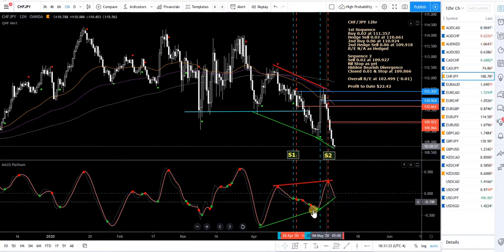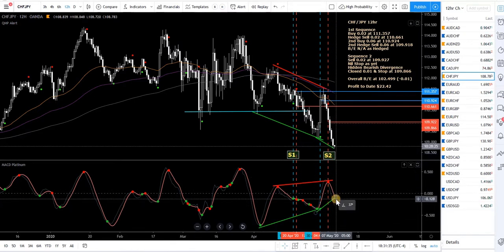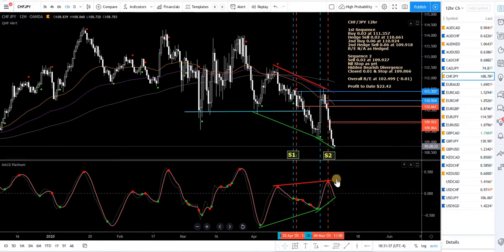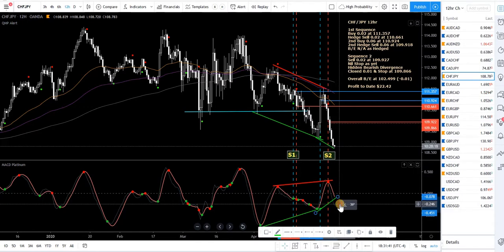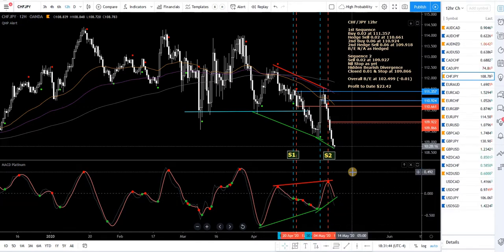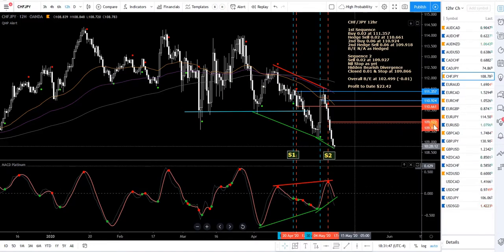Can't lose on that. Already started drawing trend lines in place for possible bullish divergence setting up. These trend lines adjust every 12-hour candle, and if they become no longer valid, then I just delete them. It's better to be prepared. That's the Swiss yen.